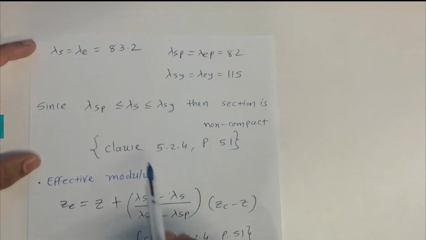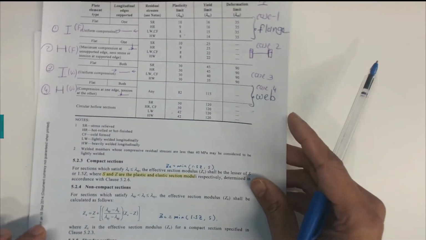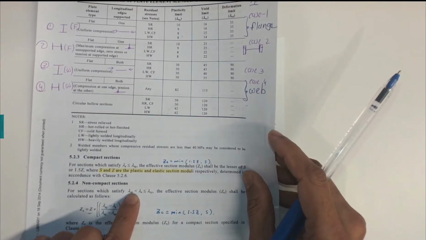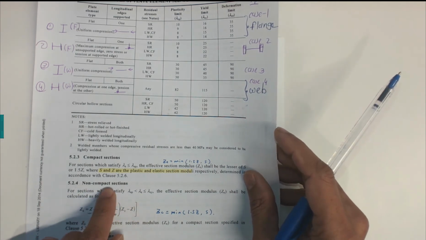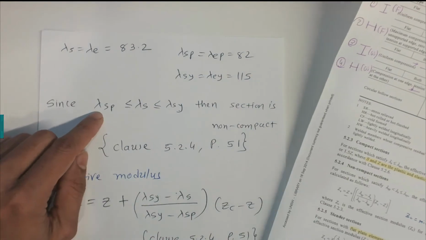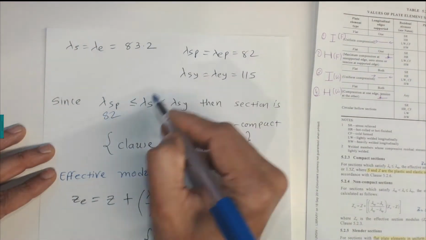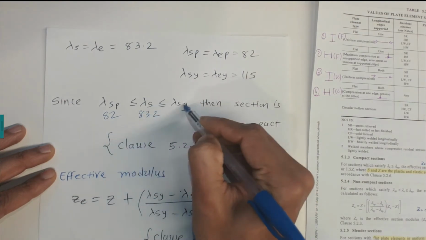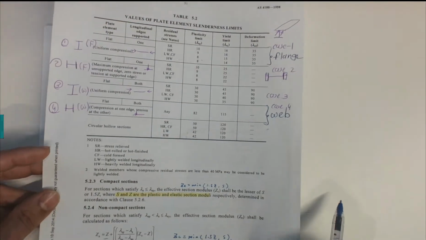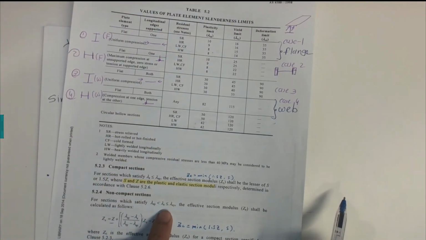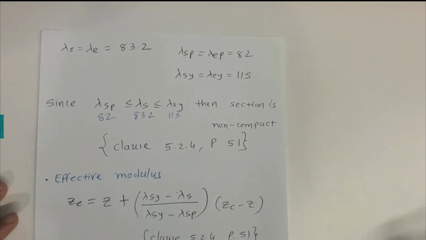Now, in clause 5.2.4, just below Table 5.2, we have: if lambda SP is less than lambda S, less than or equal to lambda SY, in that case it is a non-compact section. Lambda SP value is 82, we have this 83.2, and lambda SY is 115. So the condition given in clause 5.2.4 is satisfied. In that case we can say the section is non-compact.